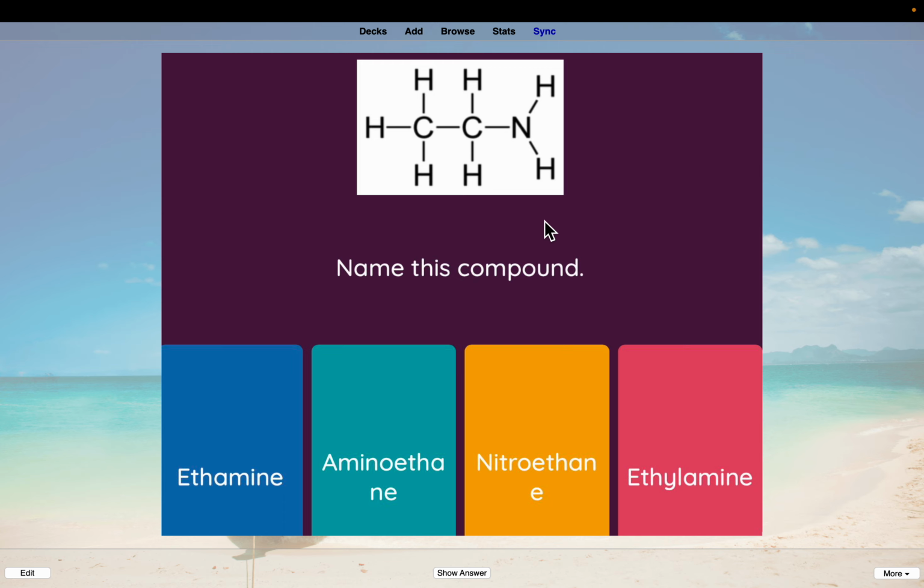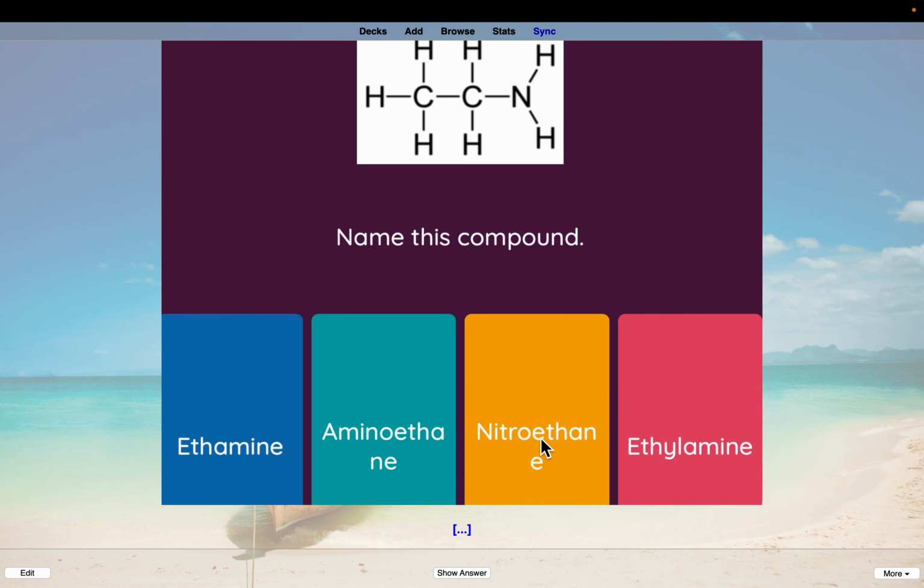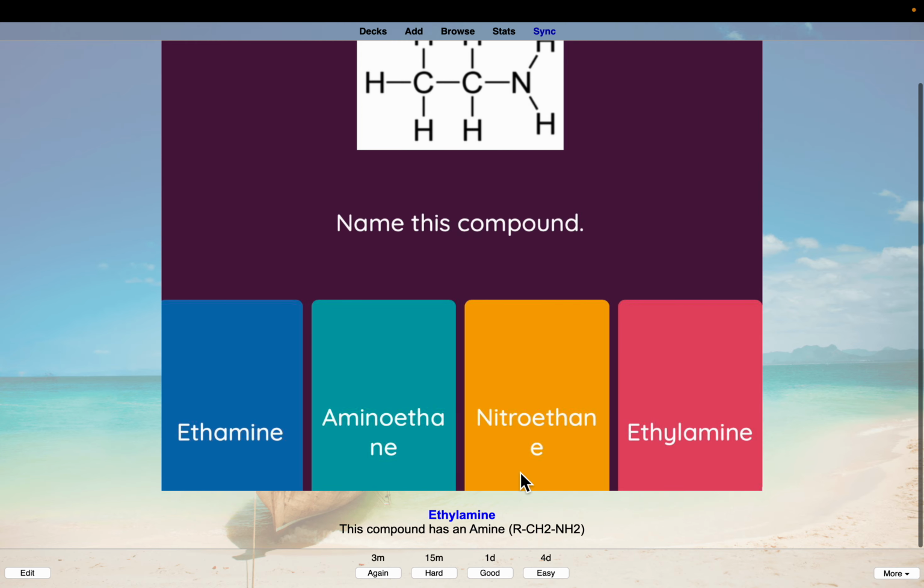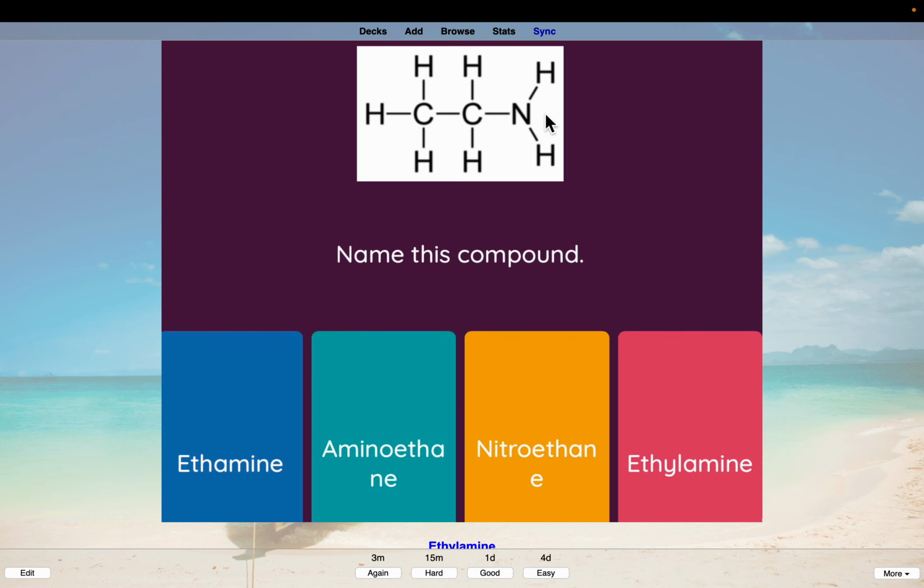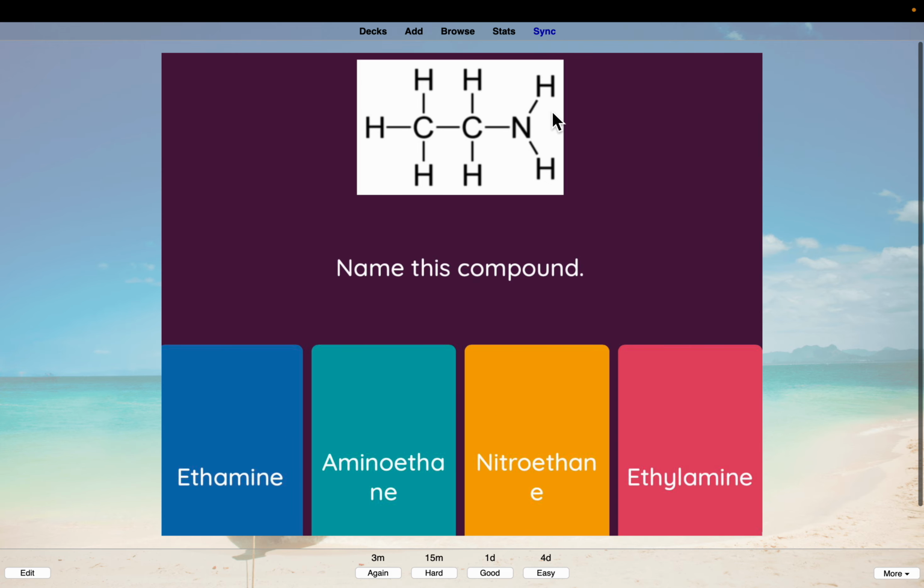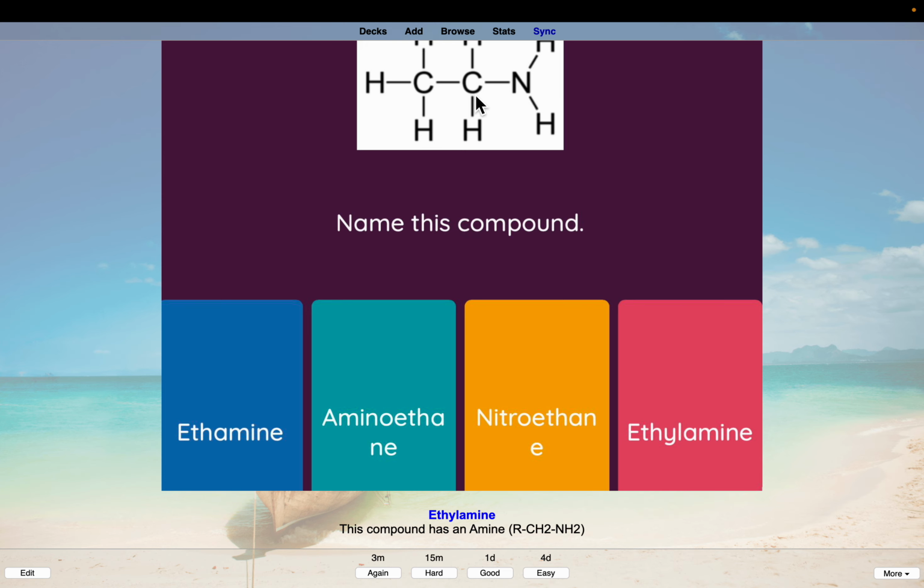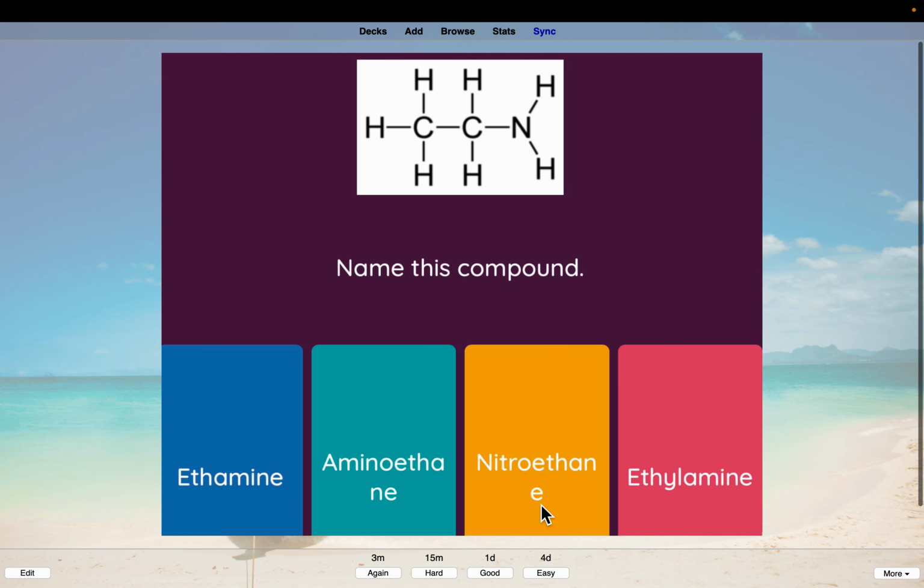Okay, what is this compound? So we have NH2 at the end. It has something to do with nitrogen. I'm thinking it's nitroethane. Nope, it's ethylamine. So this compound has an amine: RCH2NH2. NH2 is located here, typically with a CH2, and I'm not sure what the R stands for, to be honest. It's been more than a year since I've studied this.